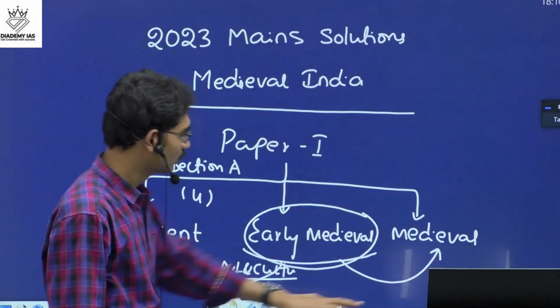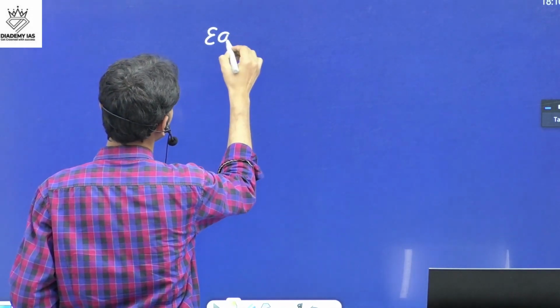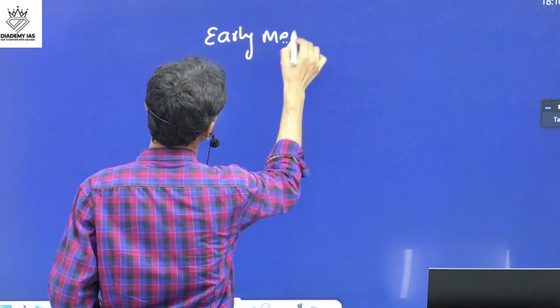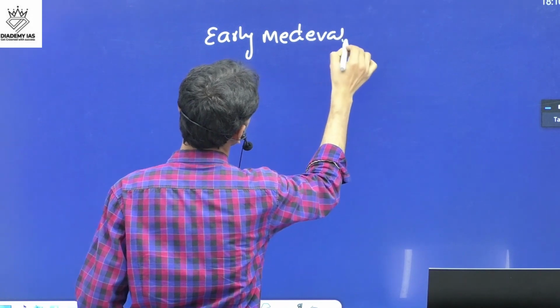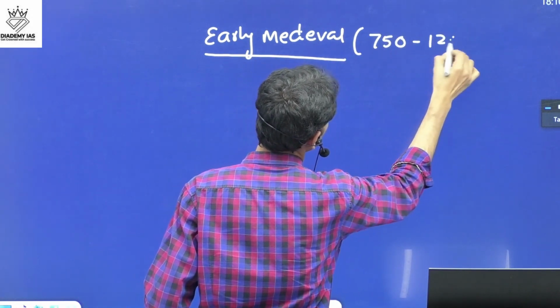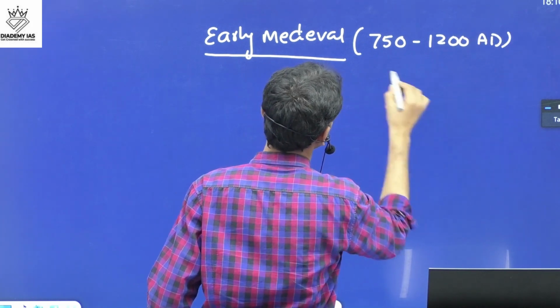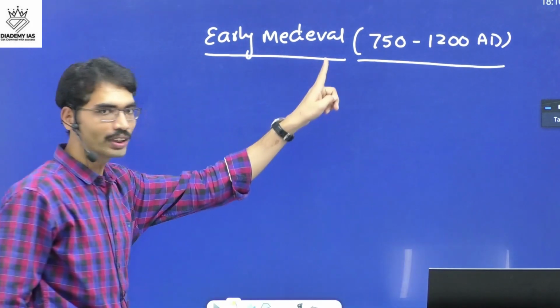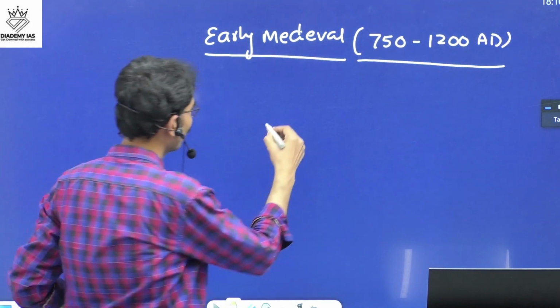Now let me go to the India map. Now the early medieval part. This early medieval period is 750 AD to 1200 AD. Now during this time period, what was the condition?